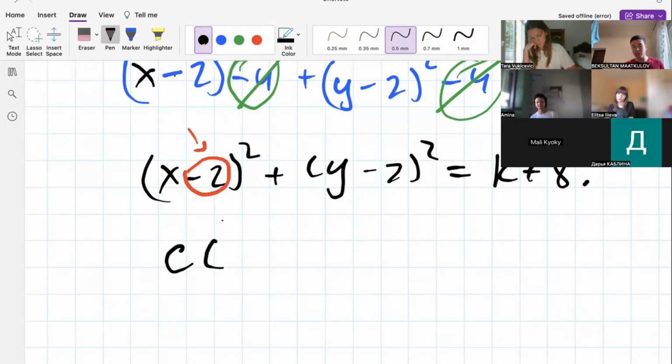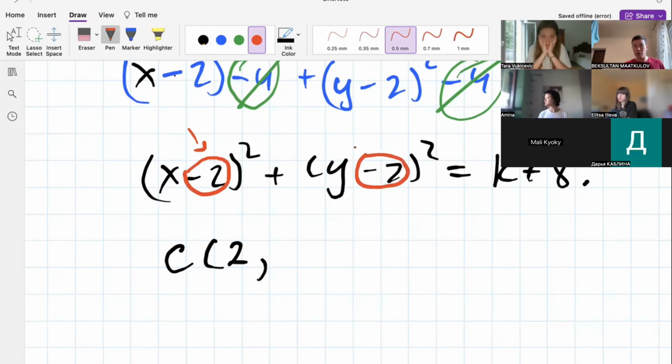So the center on x will be the same number, but with a different sign. So it will be positive 2. And then you are looking for the center in y. It is minus 2, so you have to switch the sign. It will be 2. So the center of your circle is (2, 2).